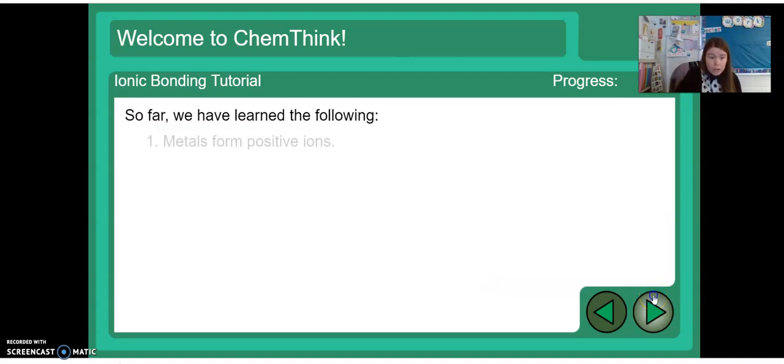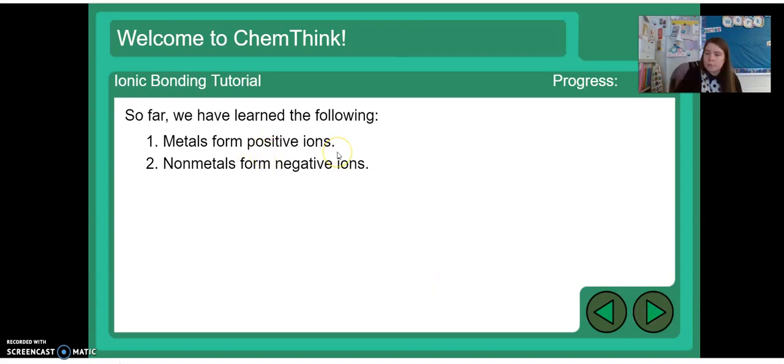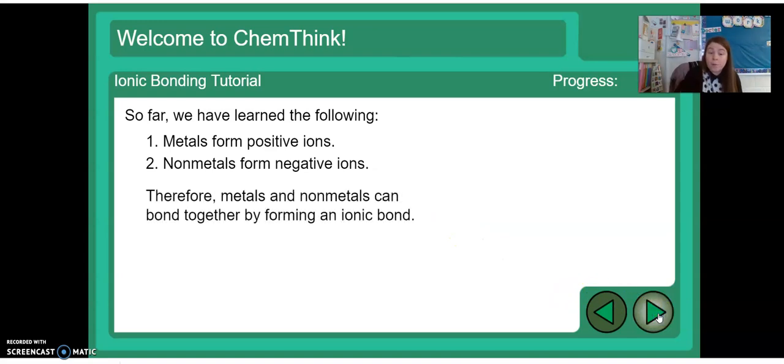So far, we've learned that metals form positive ions and nonmetals form negative ions. We know those positive ions would be called cations and those negative ions would be called anions. Therefore, metals and nonmetals are going to bond together and form ionic bonds really well with one another.